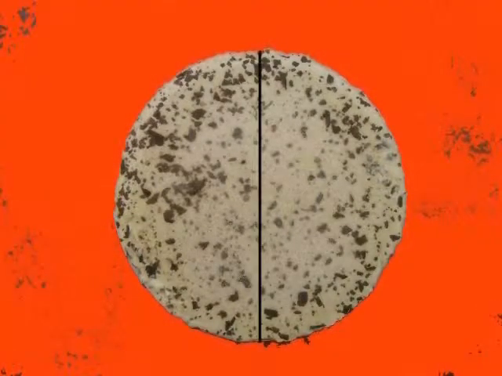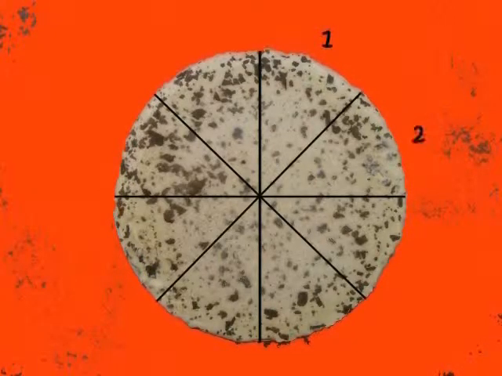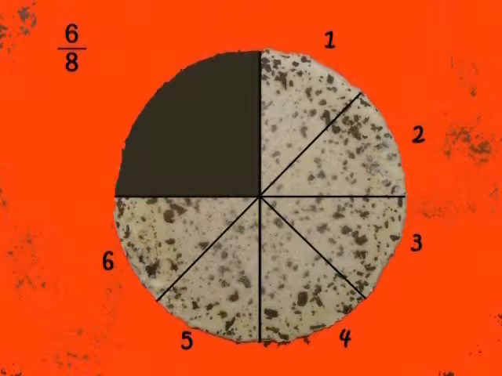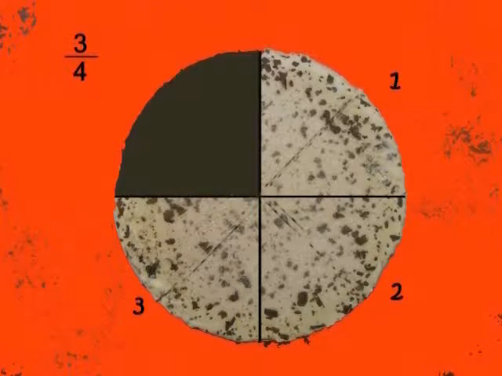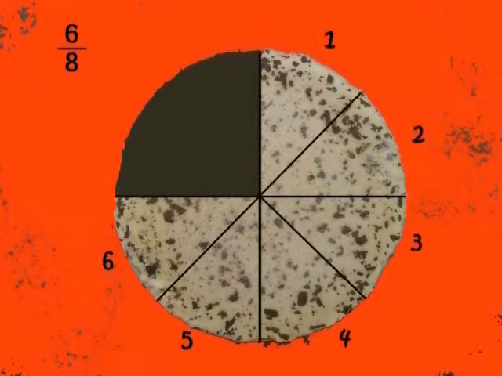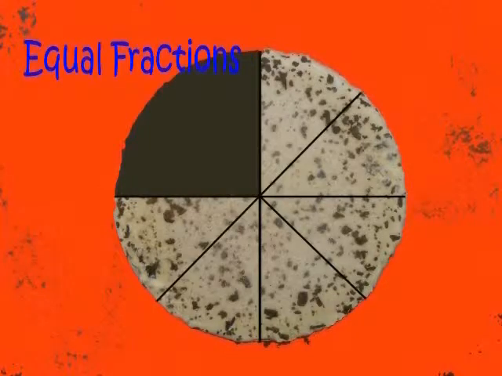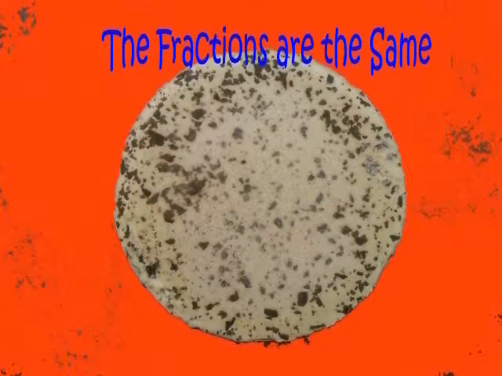If I take this pie and cut it into 8 equal pieces, 1, 2, 3, 4, 5, 6, 7, 8, and I take away 2 of the pieces, you're left with 6 out of the 8 pieces, or 6/8 as a fraction. But check this out. If I make the pieces a little bigger, you still have the same amount, but now you have 3 out of 4 pieces, or 3/4 as a fraction. So 6/8 is the same as 3/4, or 6/8 equals 3/4, which means they're equivalent fractions, or equal fractions. In other words, the fractions are the same, or you have the same amount.